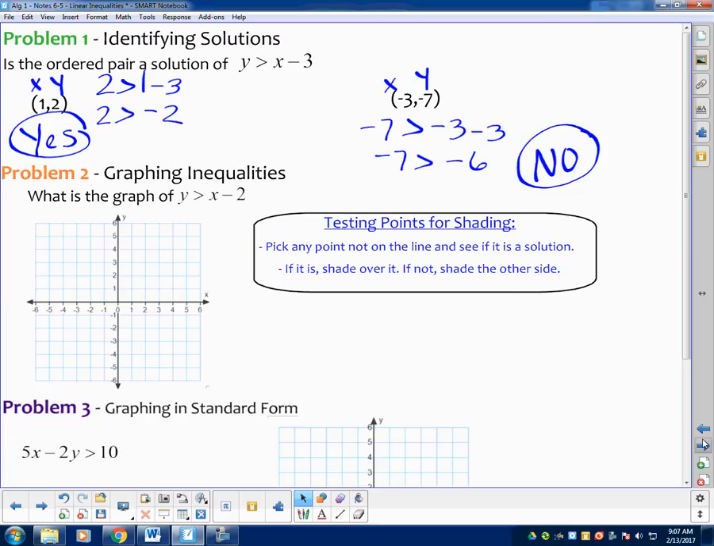Now let's graph this next one. What number, what slope can I put in front of that X? A 1. So let's put 1 over 1 in front of the X.